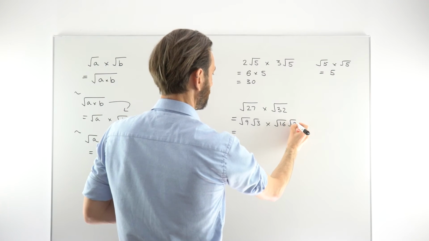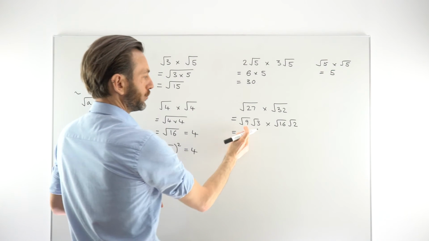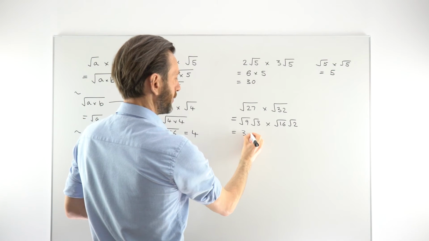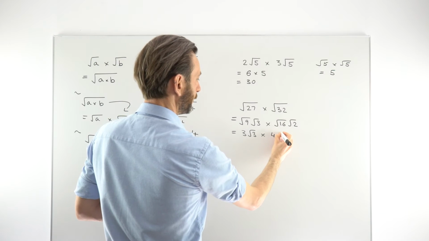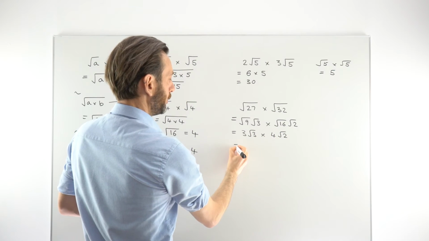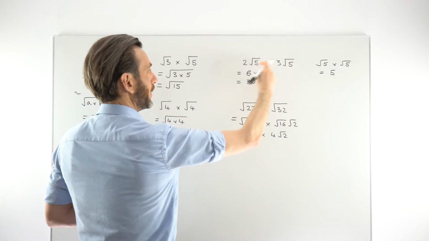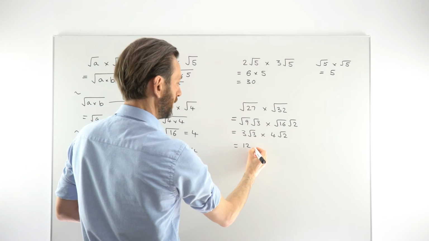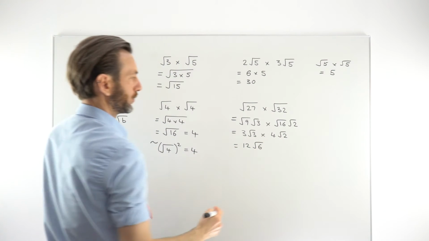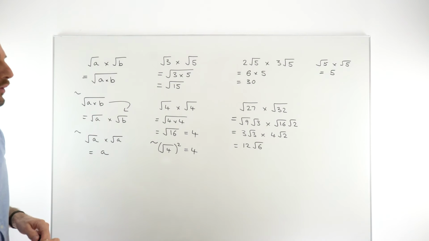So 16 and 2. So root 9 is 3, so we get 3 root 3. Square root of 16 is 4, so we get 4 root 2. Multiplying those together, which is now in the format that we had up here, 3 times 4 gives you 12. Root 2 times root 3 gives you root 6. So the final answer there would be 12 root 6.